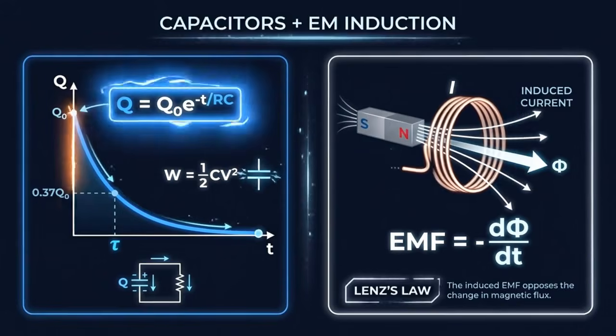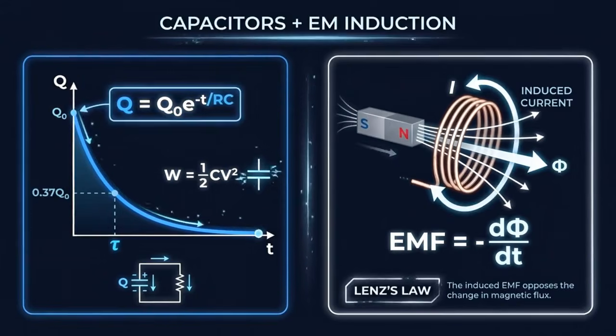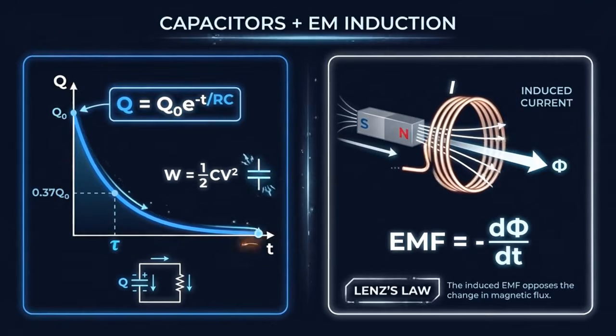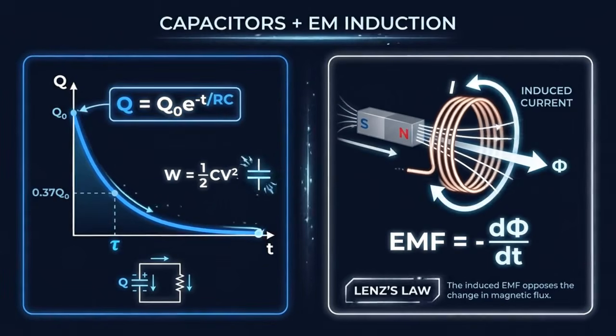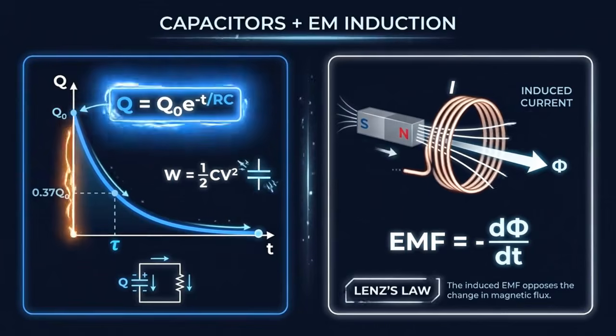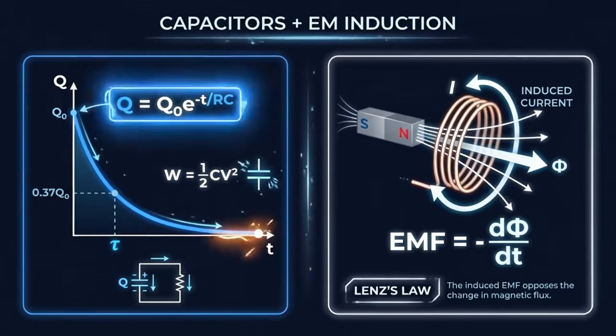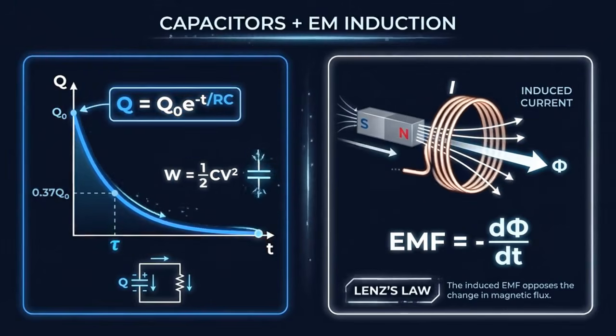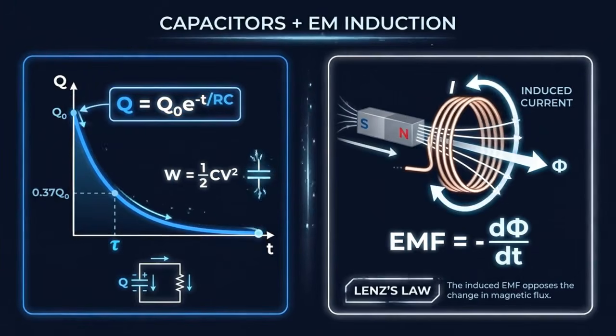For electromagnetic induction, Faraday's law states the induced EMF equals the rate of change of magnetic flux linkage. Lenz's law states the induced current opposes the change causing it. This is a consequence of energy conservation. Always use Lenz's law to determine direction before applying the right-hand rule.